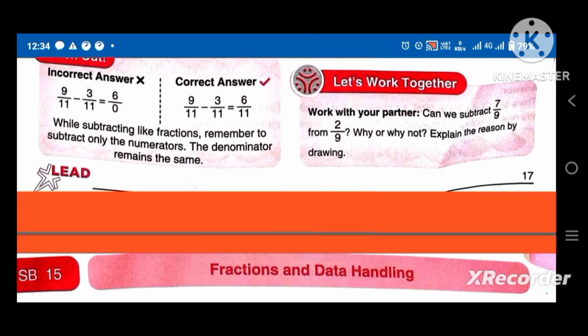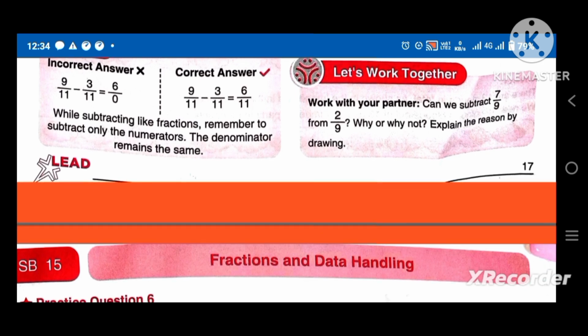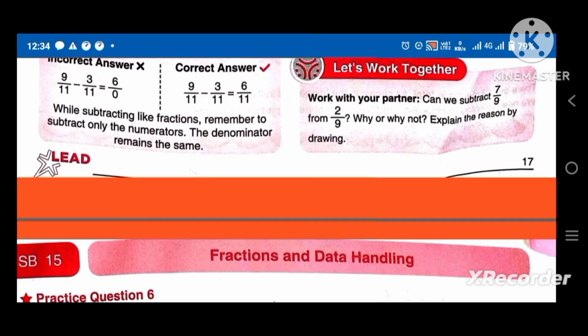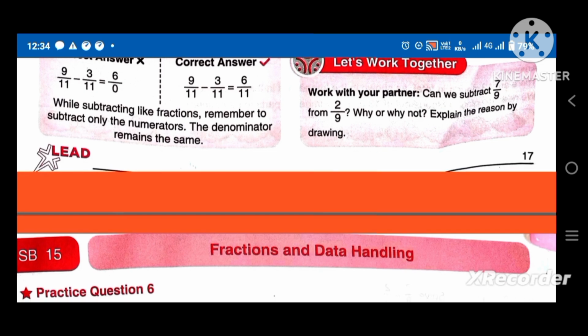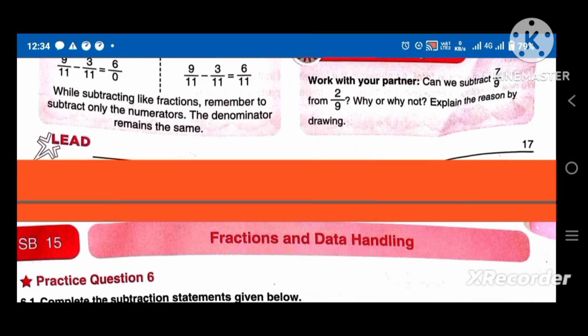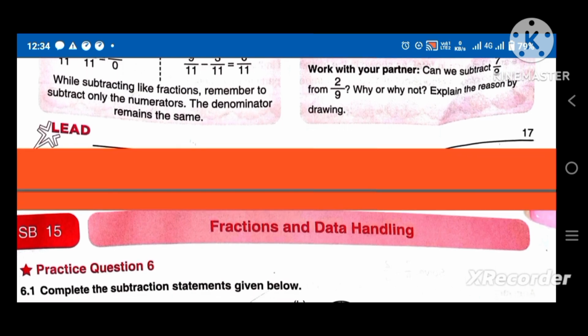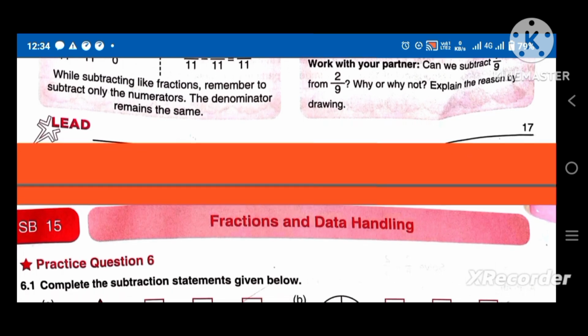Let's work together. Work with your partner. Can we subtract 7 by 9 from 2 by 9? Why or why not? Explain the reason by drawing. We can't subtract 7 by 9 from 2 by 9 because 2 by 9 is smaller than 7 by 9.